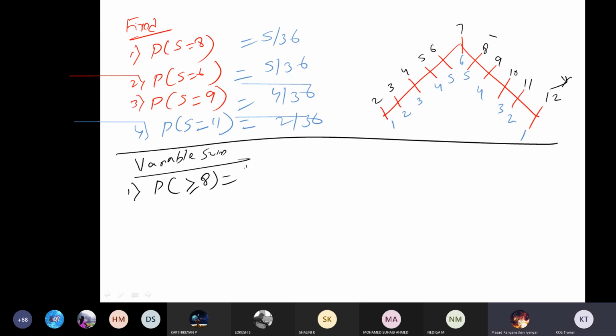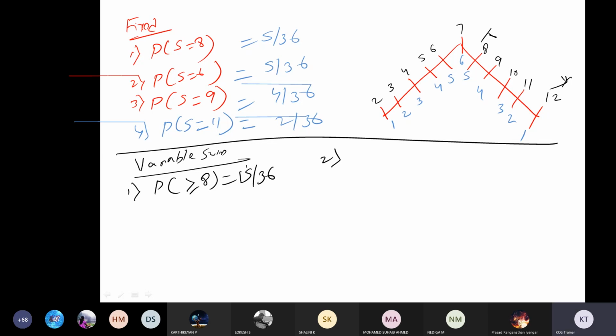10, sir. 10 by 36? Start with 8, because they told to include 8. Minimum 8, maximum 12. The answer is 15 by 36. That's all. 15 by 36.